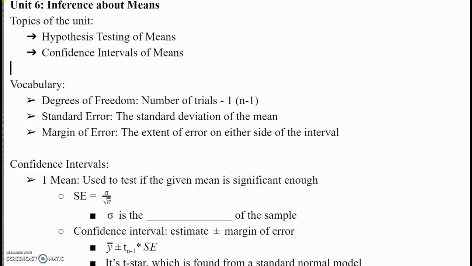Hello and welcome to the sixth unit of AP Statistics, which is Inference about Means. The topics covered in this unit are hypothesis testing of means and confidence intervals of means. If you watch my previous video about Unit 5, which was Inference about Proportions, you will see that a lot of this unit will repeat itself. The difference between the previous unit and this is that this time we're dealing with means rather than proportions.